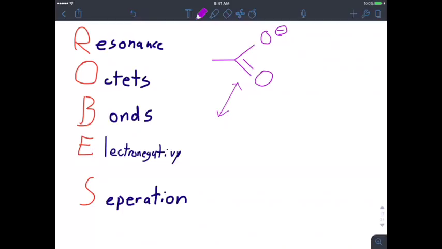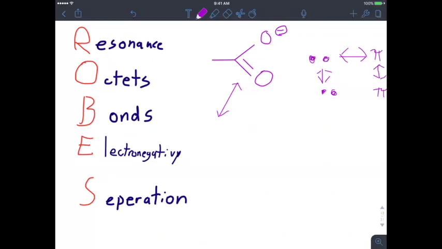And the game we play while doing resonance is we go from lone pairs to pi bonds and back. We can also go from pi bond to pi bond and lone pair from lone pair. So we can go back and forth from the same thing.